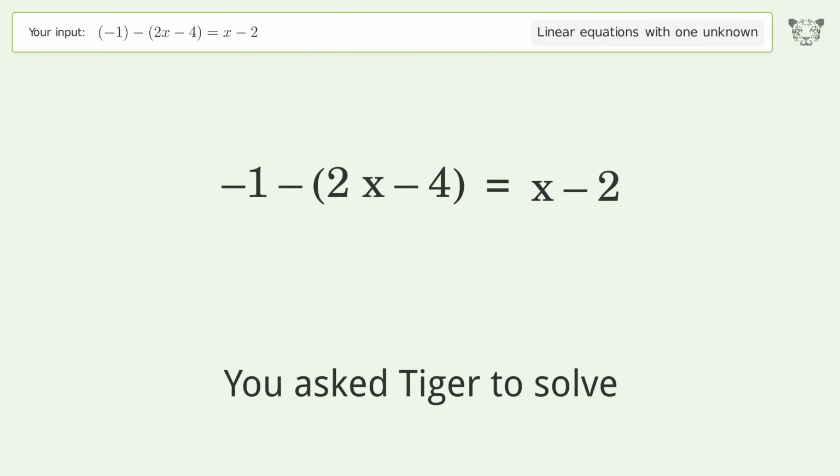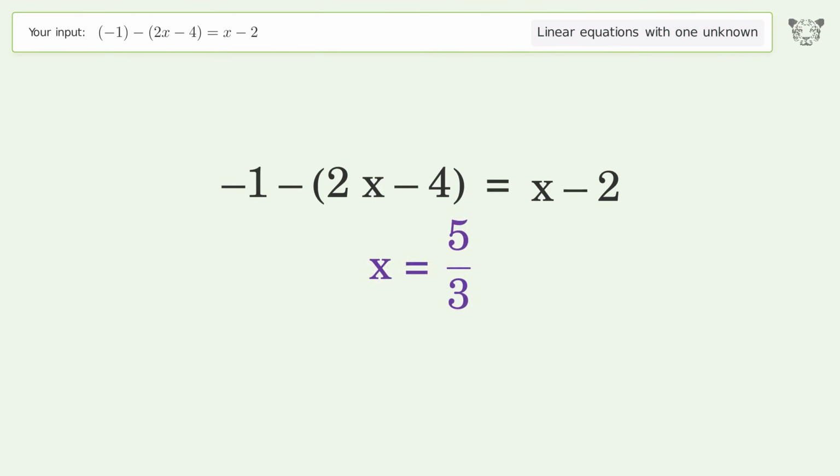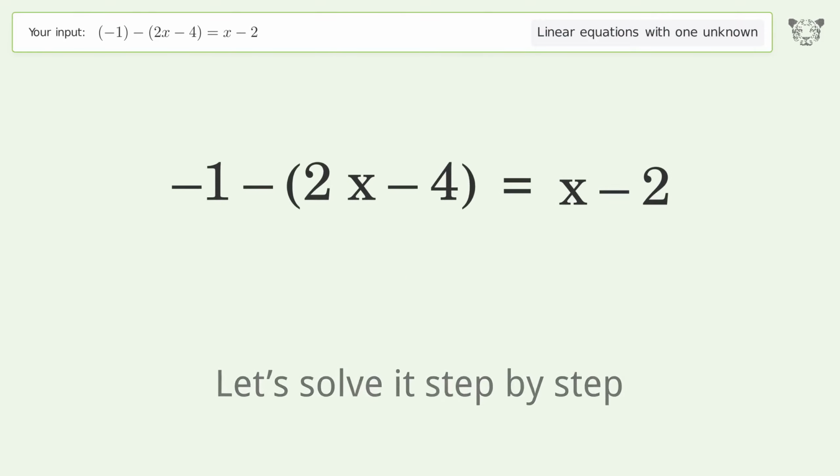You ask Tiger to solve. This deals with linear equations with one unknown. The final result is x equals 5/3. Let's solve it step by step.